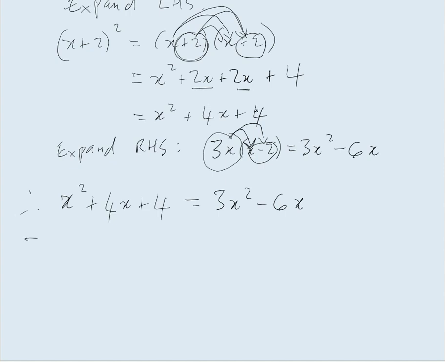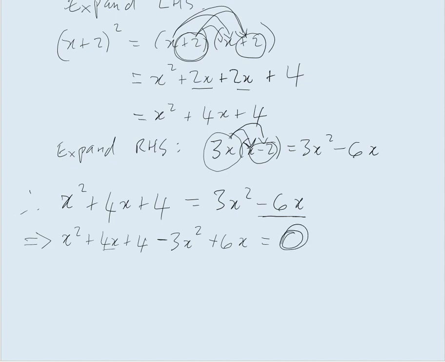So what we end up getting is x squared plus 4x plus 4. Now we're going to subtract what's on the right hand side. So we have negative 3x squared, and we have positive 6x, because to subtract a negative, we have to add, basically. So addition and subtraction are inverses of each other, and this gives us 0.